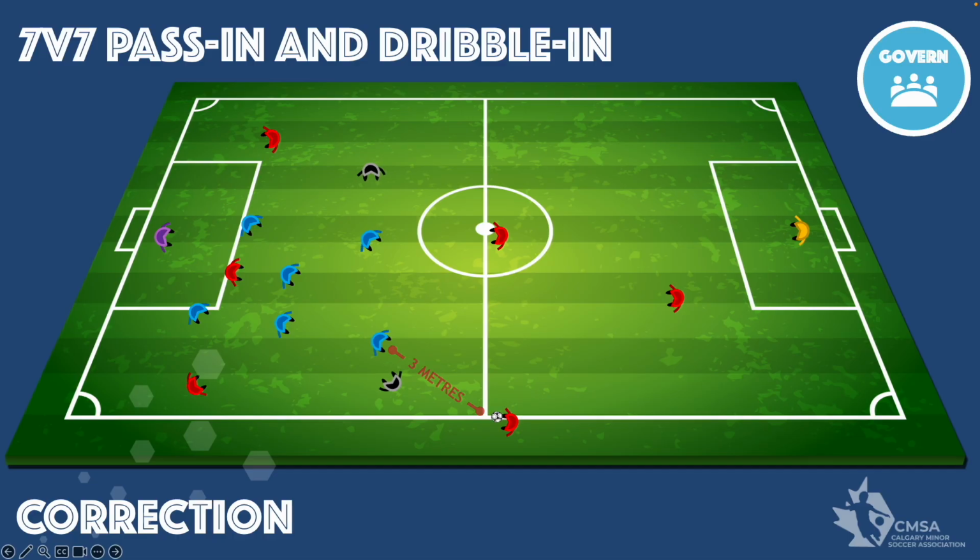Once the opponent is back 3 meters, play will be able to be resumed, and the player will be able to dribble the ball in whatever direction that they like. That is the overview of what the pass-in and dribble-in are.